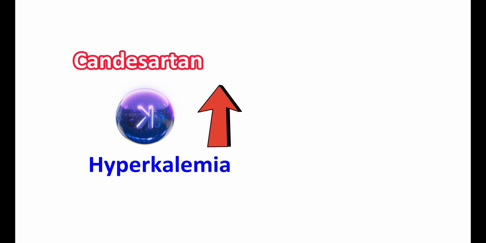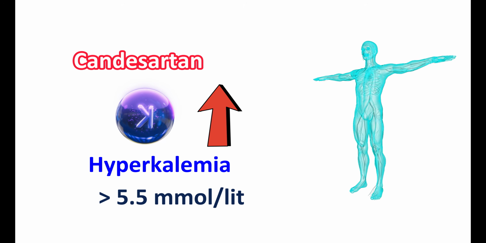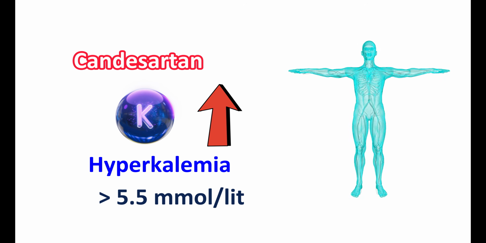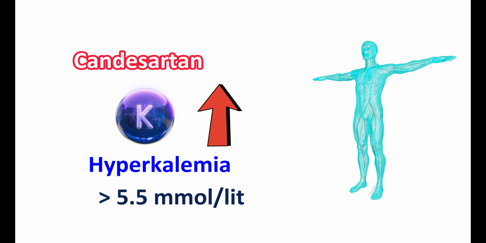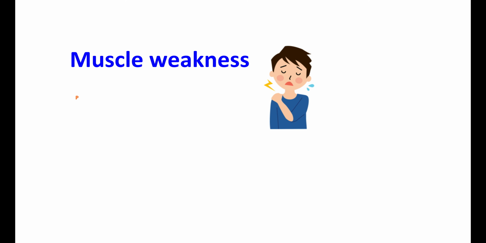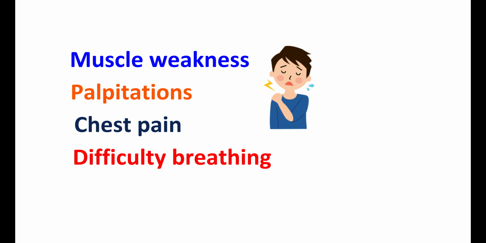Hyperkalemia results in the elevation of potassium levels above 5.5 millimoles per liter. Potassium is one of the important electrolytes that plays an important role in controlling the functions of neurons, muscles, and even the heart. When its levels are elevated, it may produce some impairment in these functions. People may have a few symptoms like muscle weakness, palpitations, chest pain, difficulty breathing.